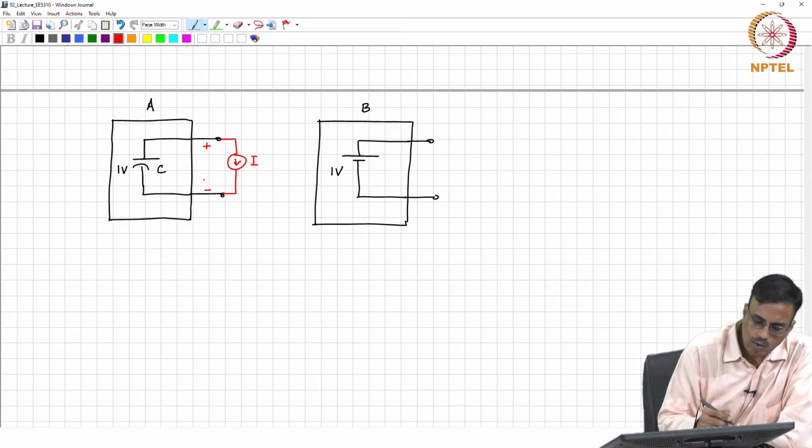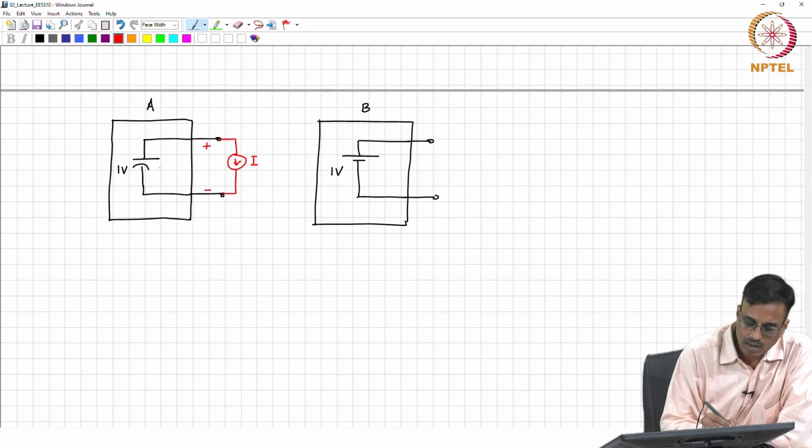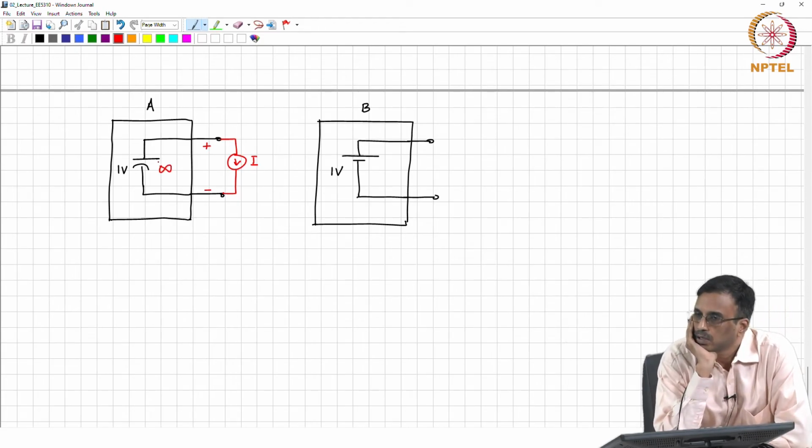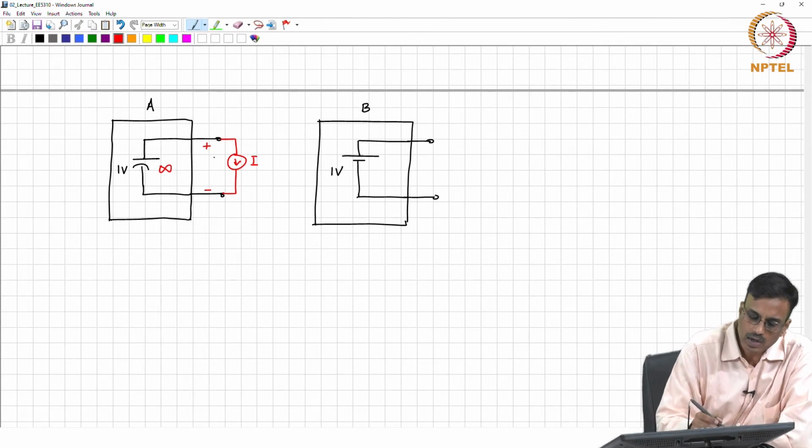Okay. Now, if I make this capacitor larger and larger, let us say in the limit, if I make this capacitance infinite, what comment can you make? Yeah, okay. It holds infinite charge. So what comment can you make? Therefore, can you distinguish between boxes A and B now?